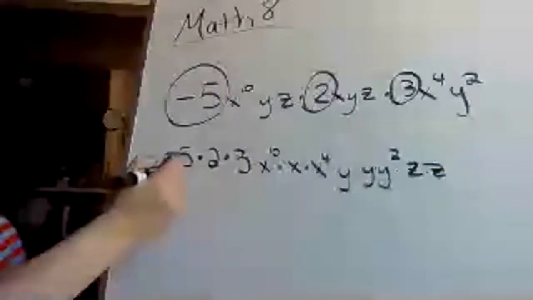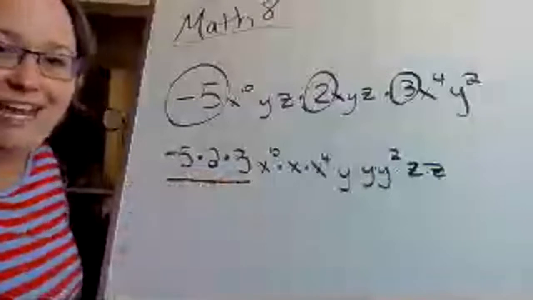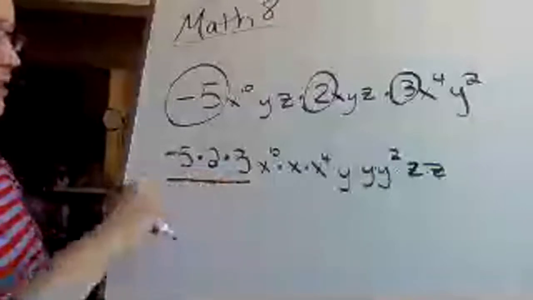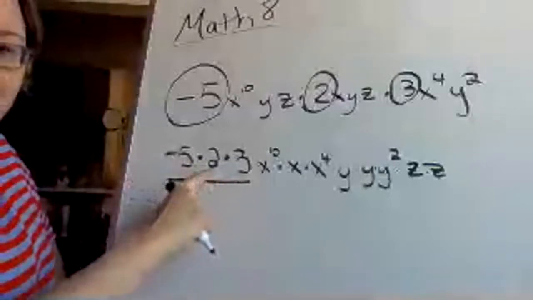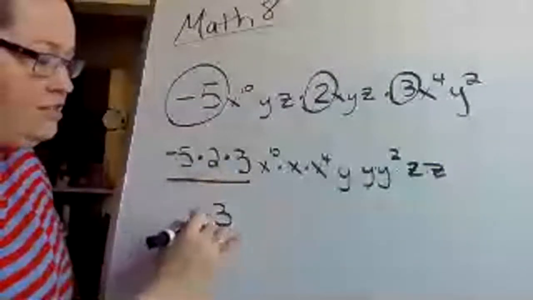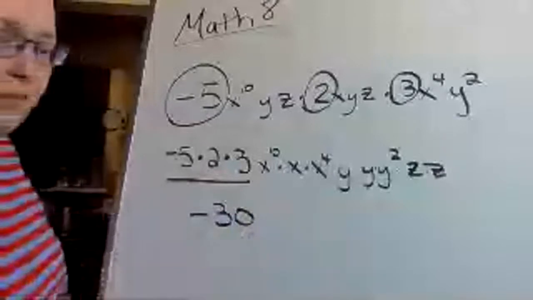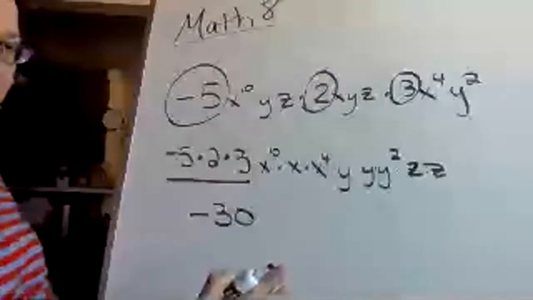Oh, yeah. So these right here, their bases are not the same. So you just multiply the numbers. So -5 times 2 is -10. -10 times 3 is -30. So the coefficient is -30. We didn't have to add, subtract, multiply, or divide any of the exponents.